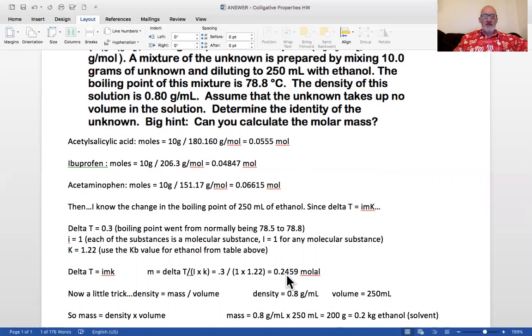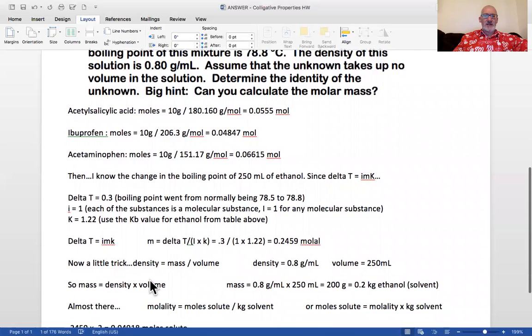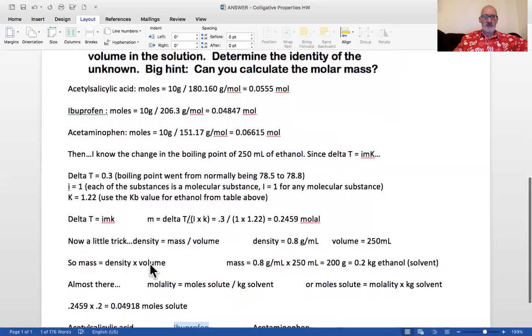Now, this is where you have to get a little bit sneaky and realize that the density is there for a reason. I told you that the density of the solution was 0.8 grams per milliliter, and I told you there was 250 milliliters of solution. So I can rearrange the formula for density to figure out the mass of my ethanol. And the reason that mass of the ethanol is so important, and mass in kilograms especially, is because the formula for molality is moles of solute divided by kilograms of solvent.